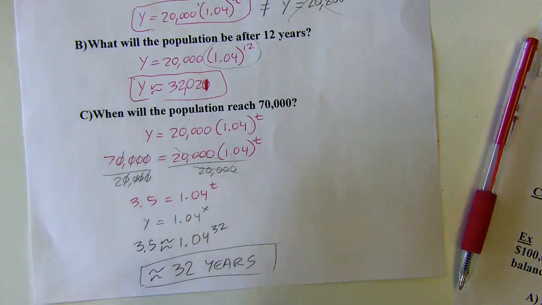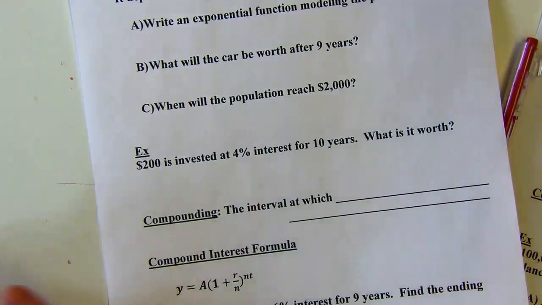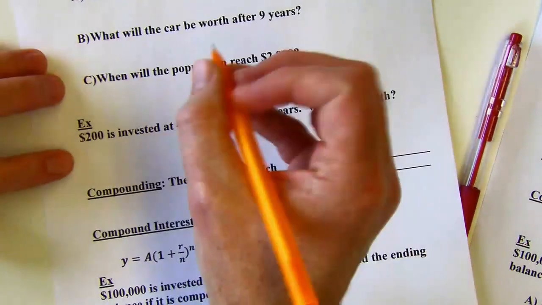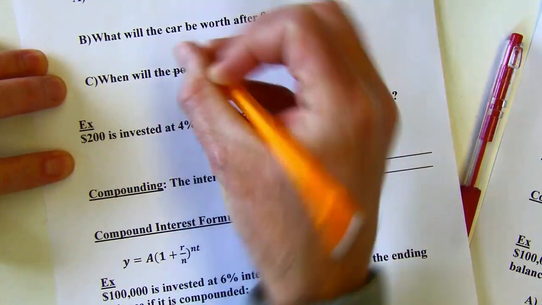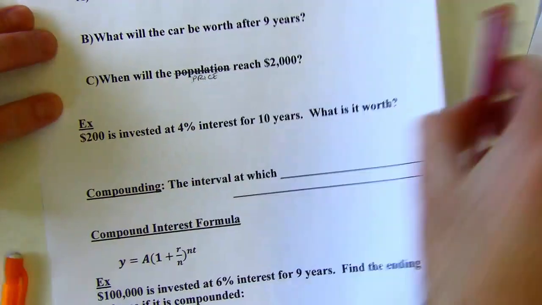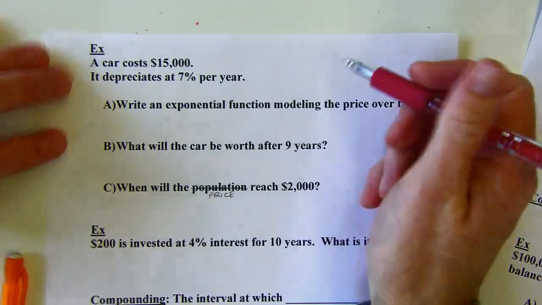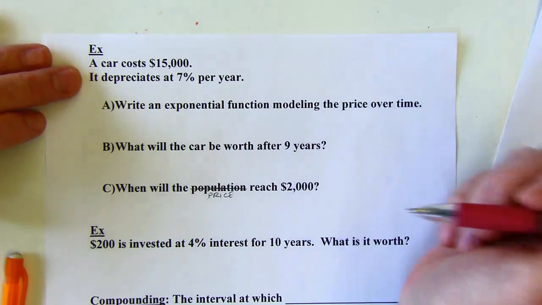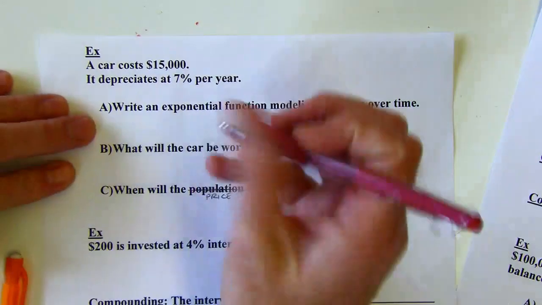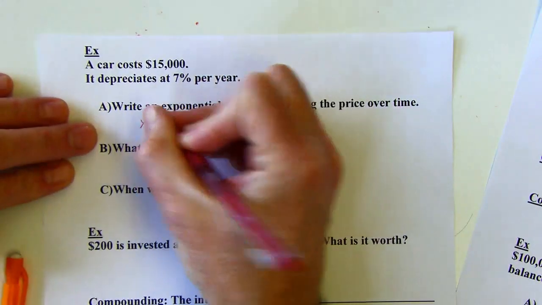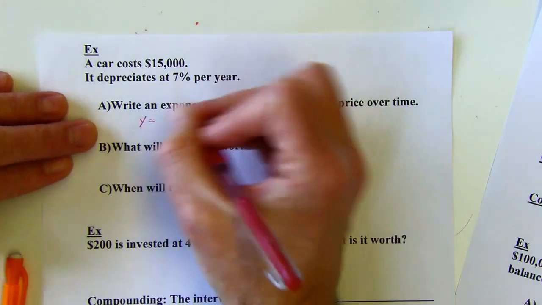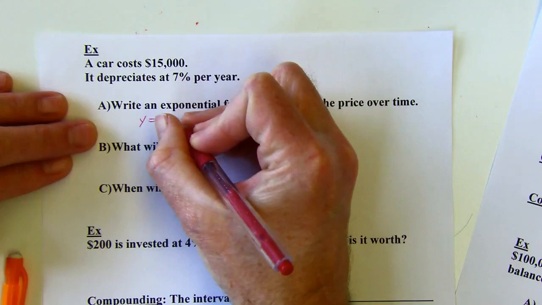Okay, next page. So here we've got a car that cost $15,000. And I just remember there's a typo here, so let me fix that. Okay, so a car cost $15,000, and it depreciates at 7% per year. So we're going to write a function. It's going to look a lot like, well, it is the growth formula, except it's actually decay. So my initial amount is 15,000.